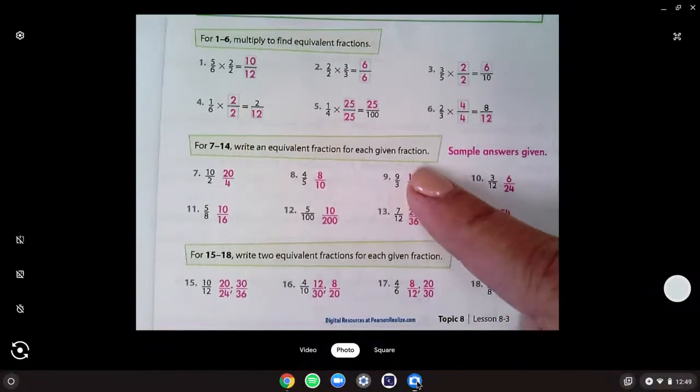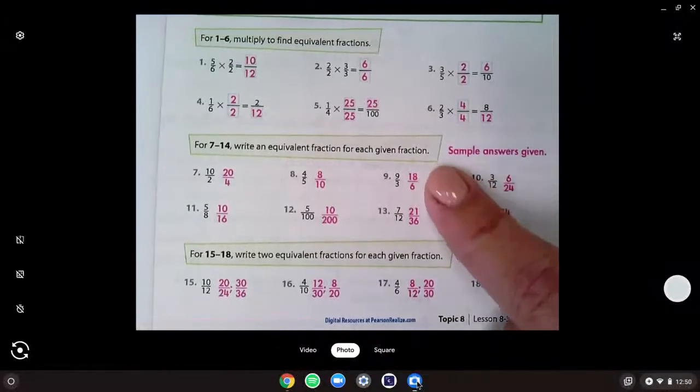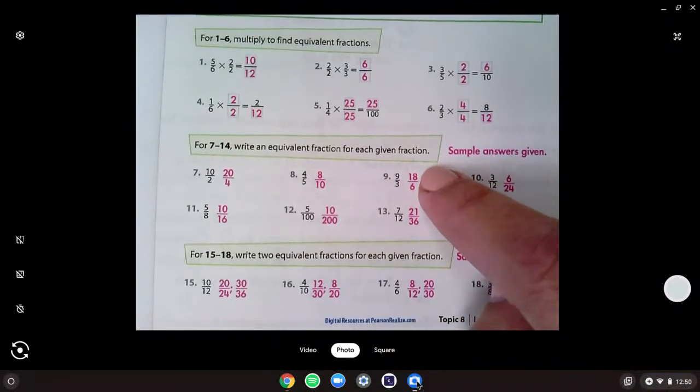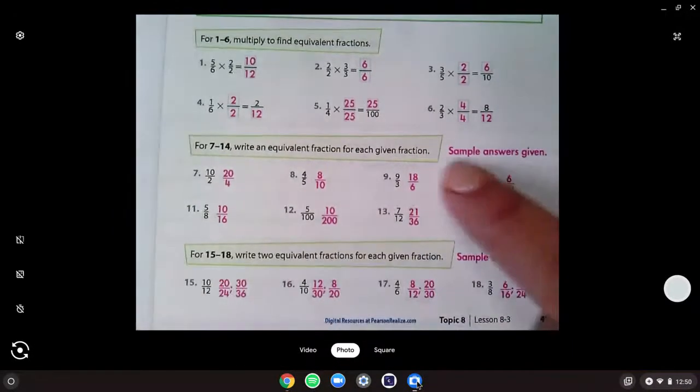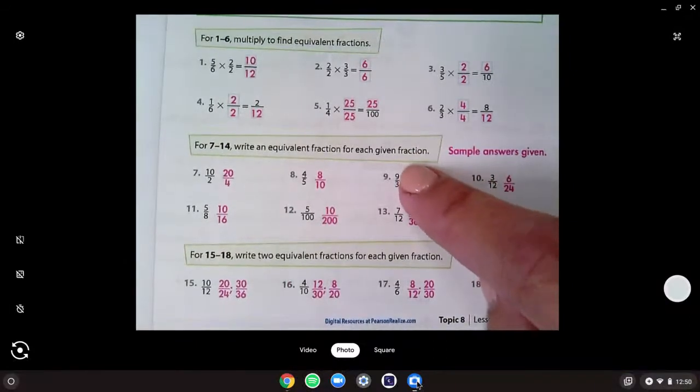Why does it make sense that this one is improper? Nathan, why does this one make sense? Well, I didn't get 18/6. I got 27/9. Would that work too? Yeah. Okay, well, that's okay.